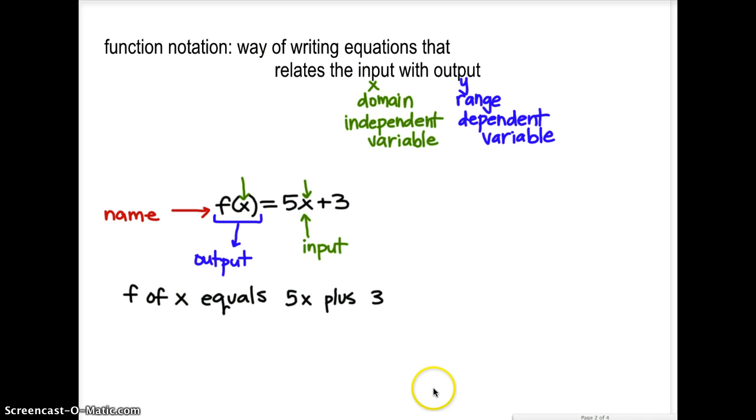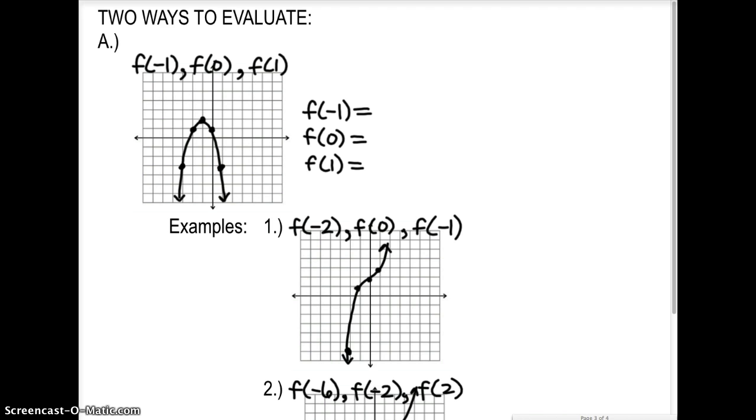Okay? We already said that the input was x. So if we see a graph, that's one way we can evaluate a function. So our first way to evaluate, which we use when we're looking at a graph, is just to read the graph. Determine the x value, and then find the point. Okay, so determine what the x value is, and then find the point for that x value. So if we look at this first example, the first evaluation we need to do is f at -1.